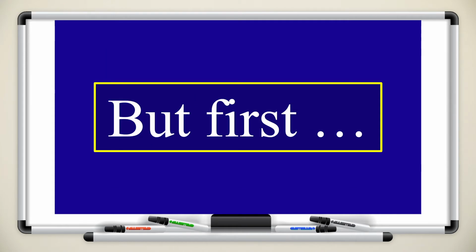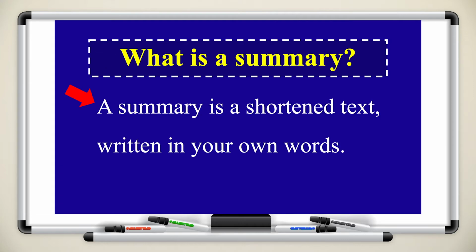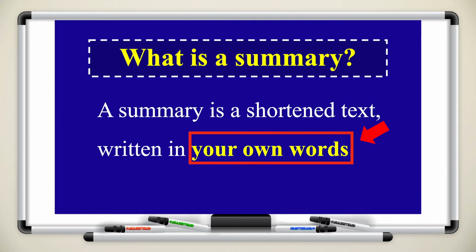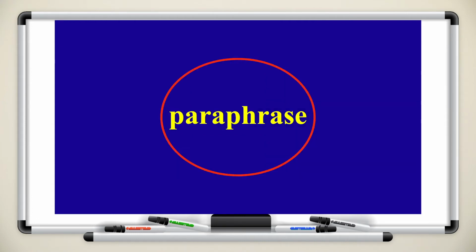But first, what do you think is a summary? A summary is a shortened text written in your own words. Pay attention to in your own words. This is a key method to help us summarize a text. In your own words means that we paraphrase. So how can we paraphrase? Well, we can shorten some ideas.